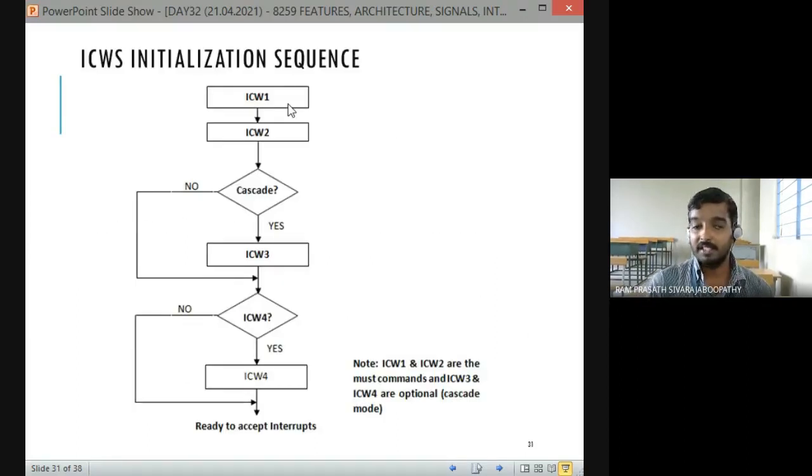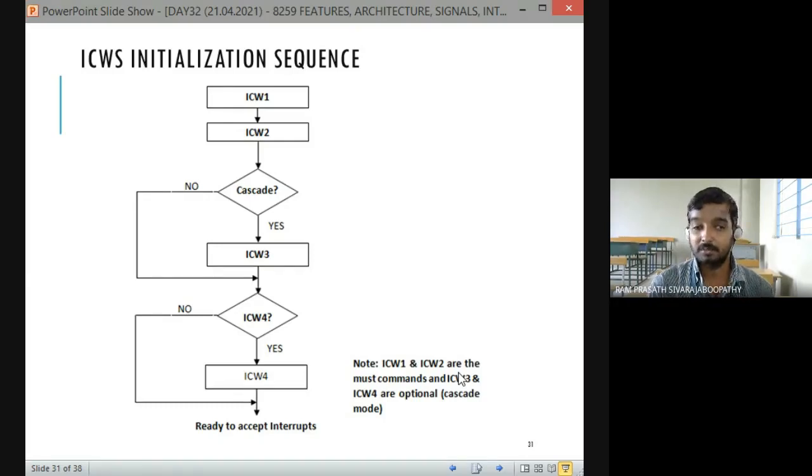ICW1 is mandatory, then ICW2 is also mandatory. After giving ICW1 and ICW2, it will check. In ICW1 I would have said whether it is single mode or cascade mode. If it is single mode, ICW3 is not going to be important. Only if it is cascade mode should ICW3 be given. Otherwise, it checks whether ICW4 is needed or not. That means ICW1 and ICW2 are mandatory command words to initialize the 8259, and ICW3 and ICW4 are optional command words. Can you understand what I am saying?